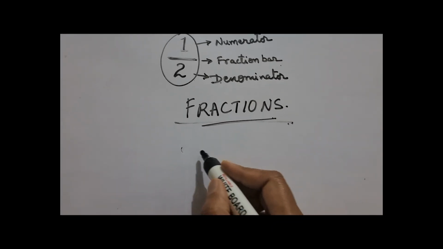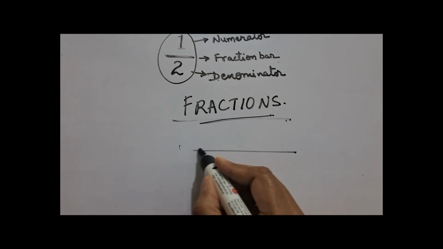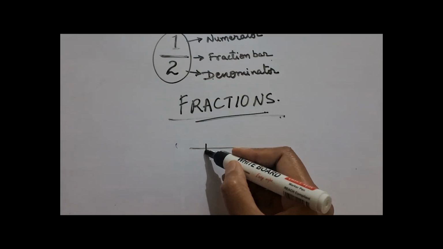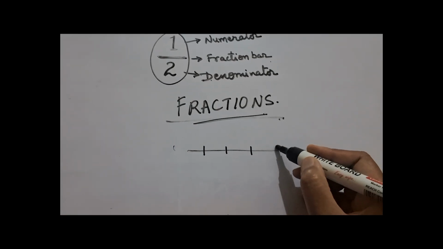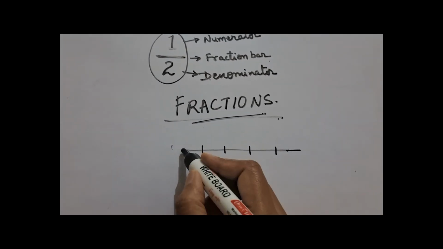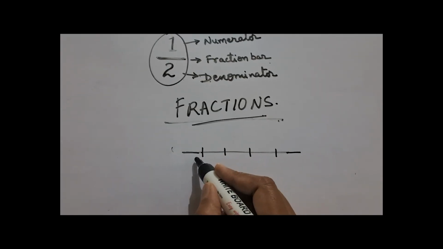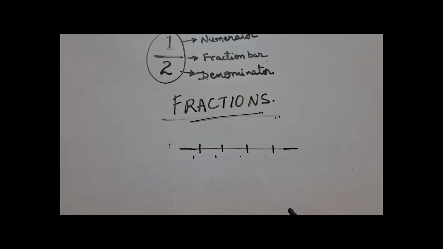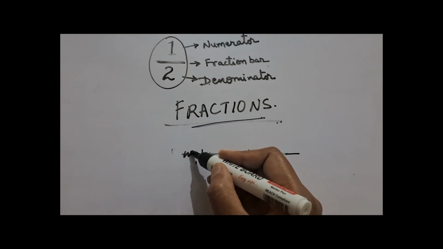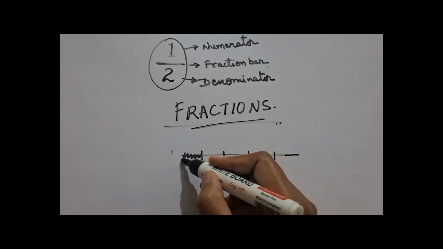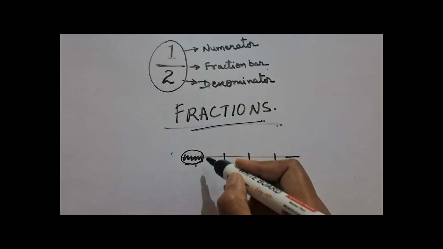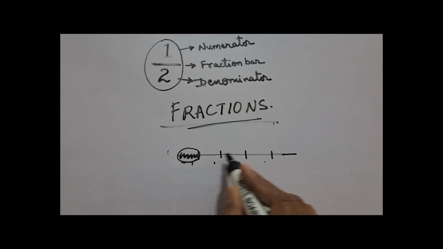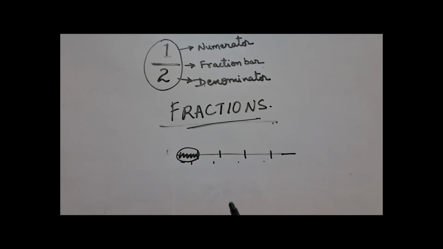For example, one line is there. This line, I am dividing it into 5 equal parts. Okay, children? 1, 2, 3, 4, 5. 5 equal parts. And suppose I ask you, only this much part, how are you going to represent it? This much part only. A part of a whole. How are you going to write?